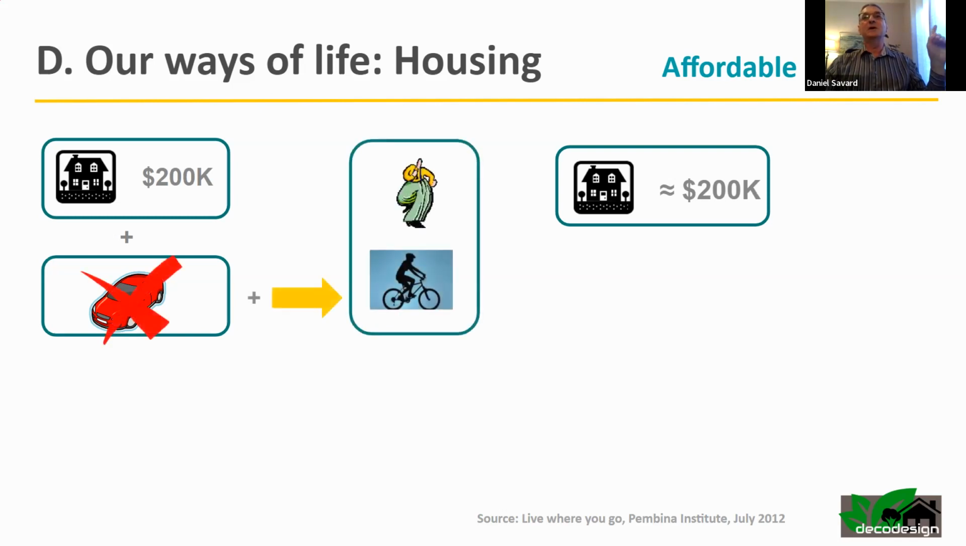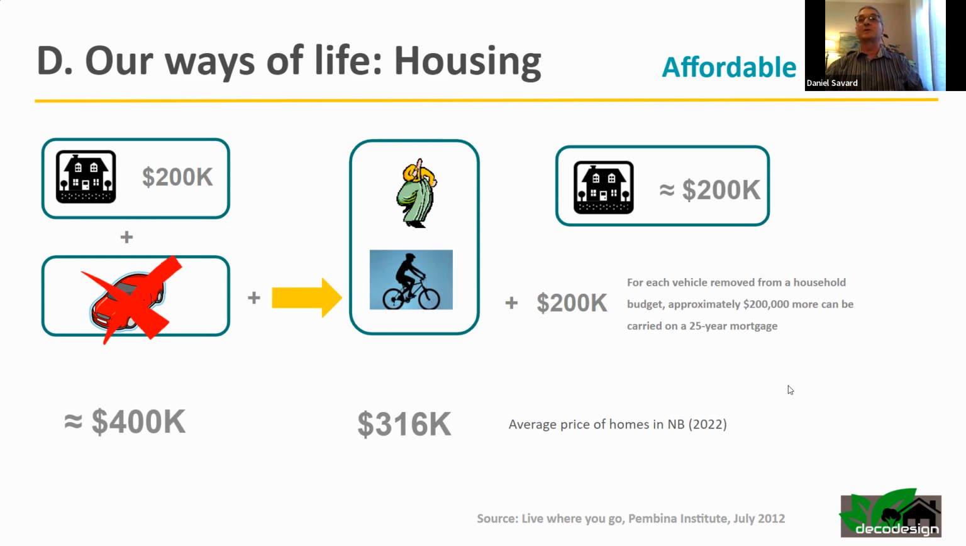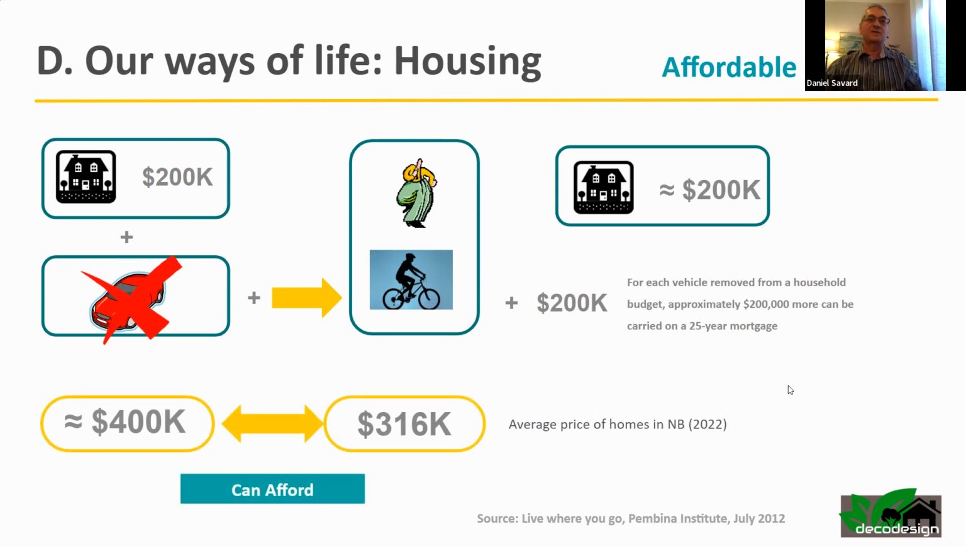But if I use another mode of transportation, the Pembina Institute did a study in 2012 where they said that for each vehicle removed from a household budget, it corresponds to $200,000 more that can be carried on a 25-year mortgage. So 200 plus 200 means $400,000, compared to $316,000, which was the average price of a home in New Brunswick. Well, you can see here we can afford it.